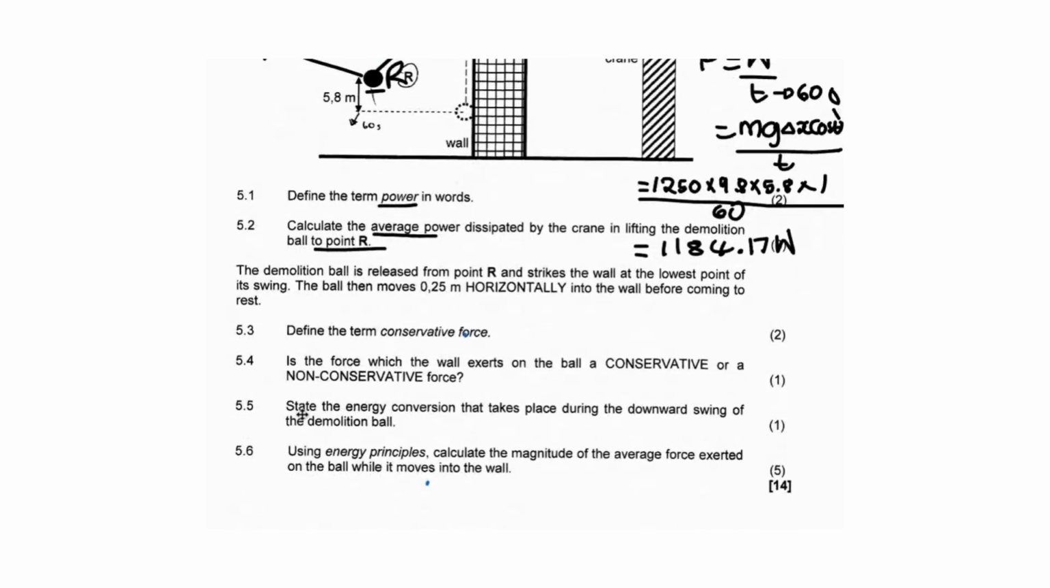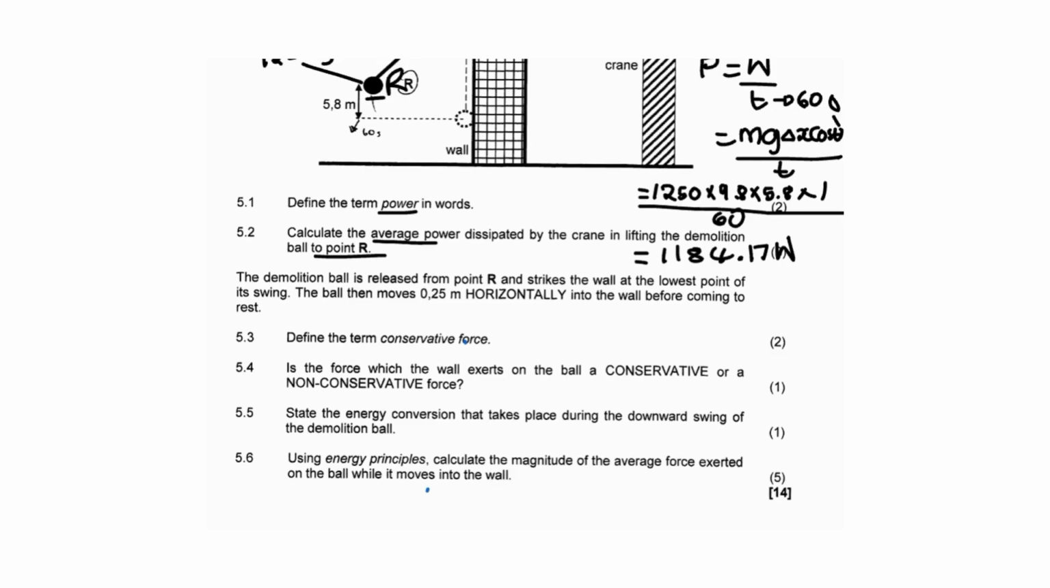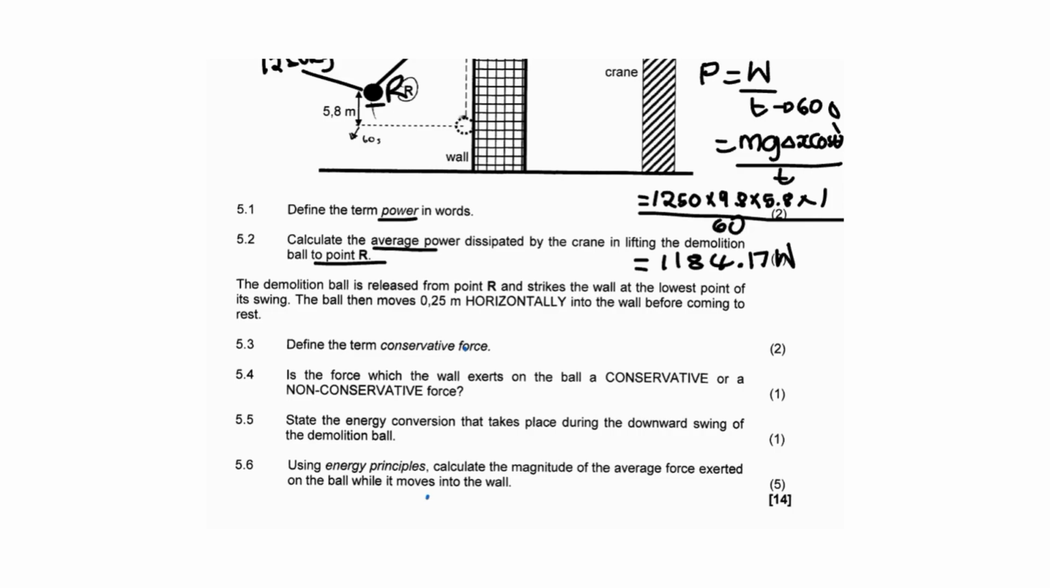And then now they say the demolition ball is released from point R, and it strikes the wall at the lowest point of its swing. So it will strike the wall at this point. Then after striking the wall, the ball then moves 0.25 meters horizontally into the wall before coming to rest. So we can just indicate that to say when it got to the wall, it moved about that distance, 0.25, and then it was at rest, meaning V final is 0.